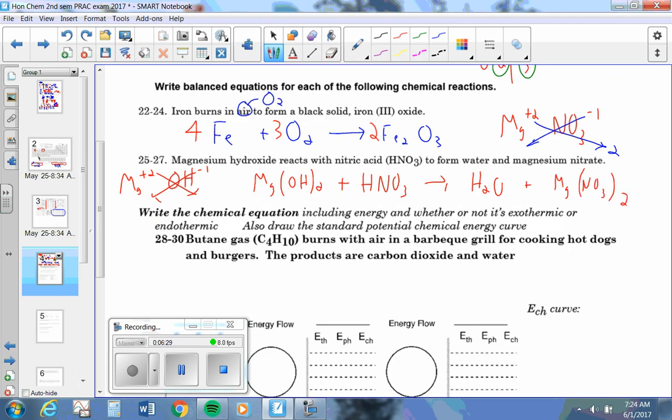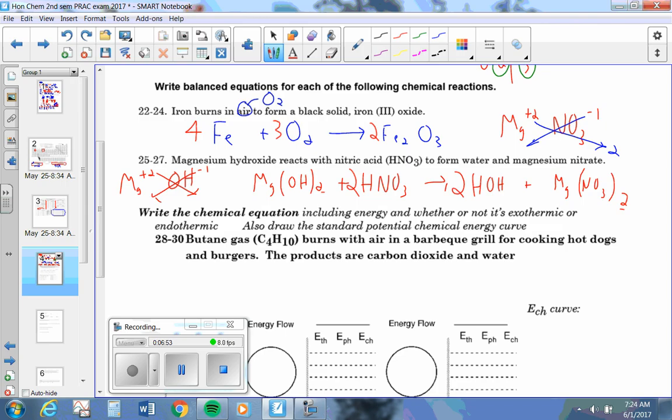Once again, balancing these, I'm gonna re-envision my H2O as an H tied to an OH so that I can count things separately. I'm seeing 2 nitrates over there, so I'm gonna double that over there. I'm seeing 2 hydrogens over there, 2 hydroxides over there, so I'm going to double that over there.